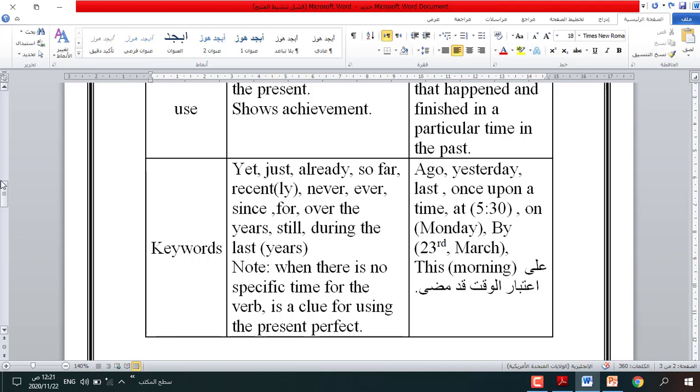And sometimes when we don't have a specific time for the verb, it's a clue for using the present perfect. And for the past simple, we have keywords like ago, yesterday, last, for example, last night, once upon a time, at, with a certain time in the past, like 5:30, on a certain day in the past, like Monday, by, with a certain date in the past, like the 23rd of March, this morning.